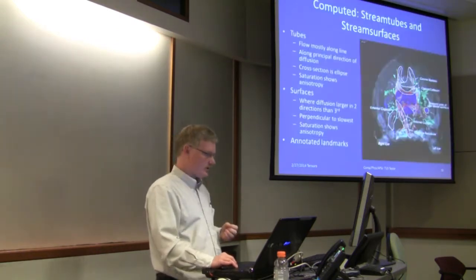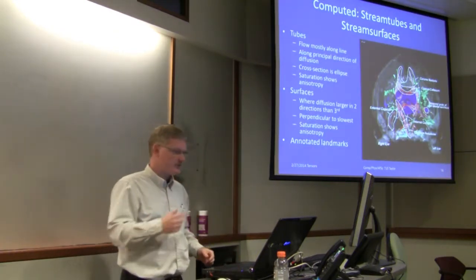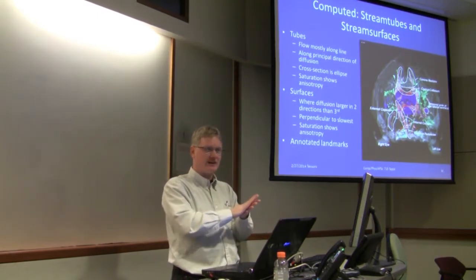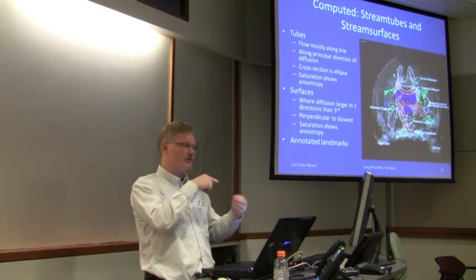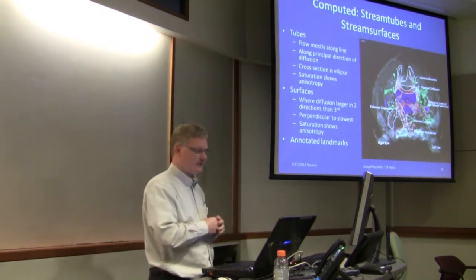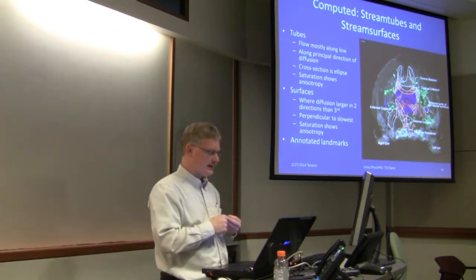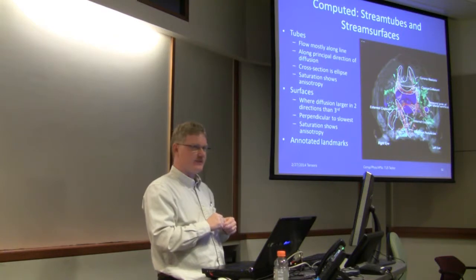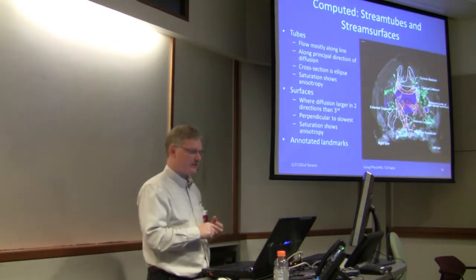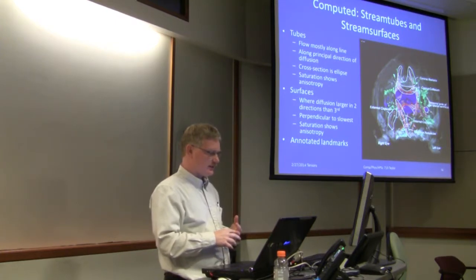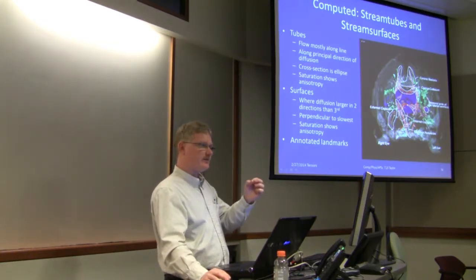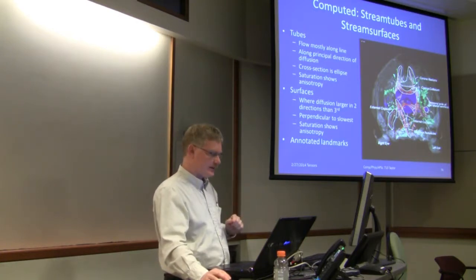All right, so this is computed stream tubes and stream surfaces, again looking inside the brain where there are pancake regions of diffusion, linear regions of diffusion, and regions where there's neither. The tubes flow mostly along a line, following the principal direction of diffusion, which is the eigenvector associated with the largest, the major, eigenvalue. The cross-section is an ellipse, and saturation shows anisotropy. So more red is more anisotropic, and very clearly linear.